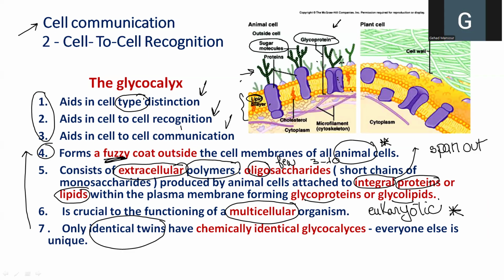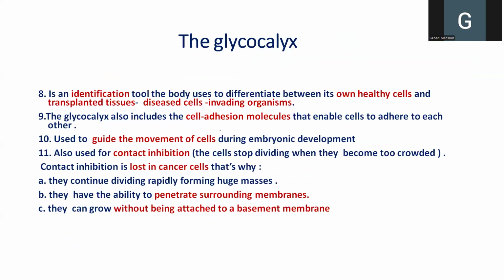And we cannot communicate with each other without recognizing each other. So every cell can recognize neighboring cells or even distant cells through the glycocalyx, and therefore cells can communicate through the glycocalyx. And we will see how the glycocalyx will be used not only in distinction of the cell and therefore recognition of the cell, but also in cell-to-cell communication.